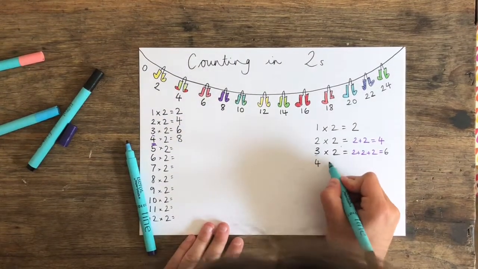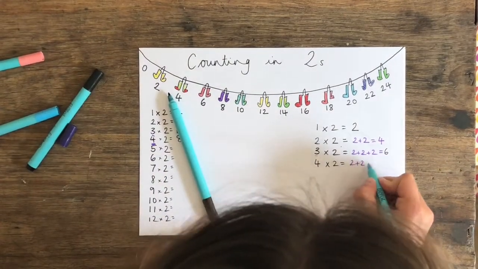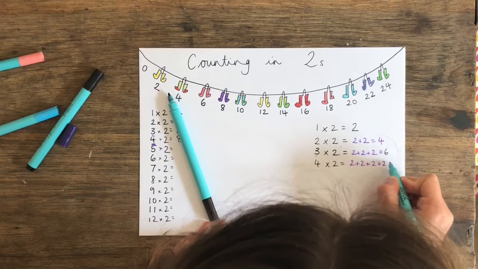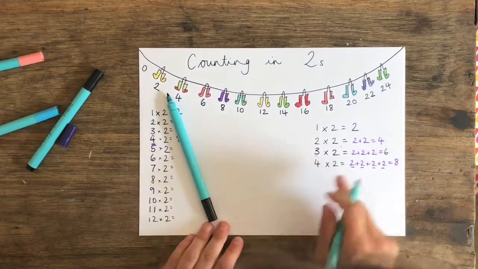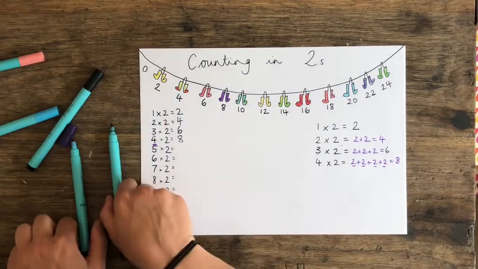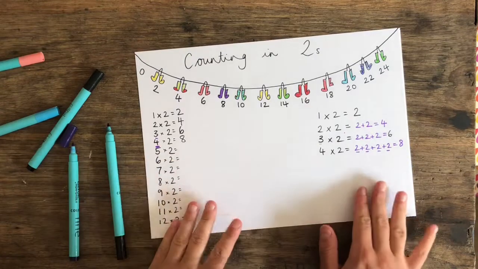It's the same as saying, with the repeat addition, 2 plus 2 plus 2 plus 2 equals 8. So I've got 4 of these 2s adding together, because that's what times tables are. You'll just repeat addition. 5 times 2.